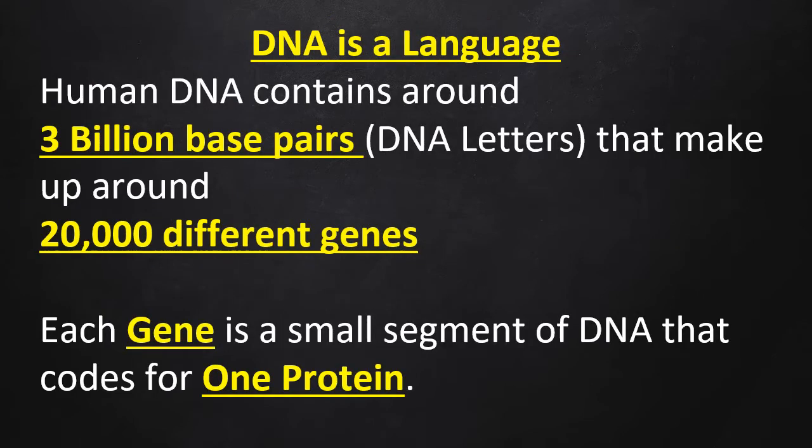Before we start discussing the details of transcription and translation, we need to understand that DNA is a language, just like English, Spanish, Chinese, or even computer code. Human DNA contains around 3 billion base pairs, or DNA letters. That would be like the alphabet of this language. And these letters make up around 20,000 different genes. Each gene is a small segment of DNA that codes for one protein.